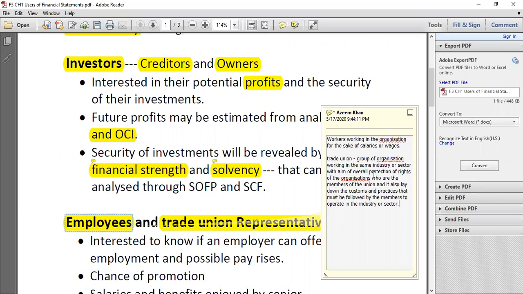So they will have different customs and practices, and what else will the trade union do? They will collect data from all the members and analyze it to provide industry averages and industry benchmarks, so that these can be used by different members for their own decision making. A common example we have in Afghanistan is the Afghanistan Banking Association. Other associations also act as trade unions. Clear or not? Employees and trade union.